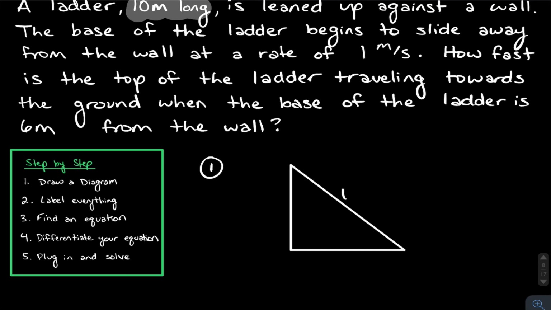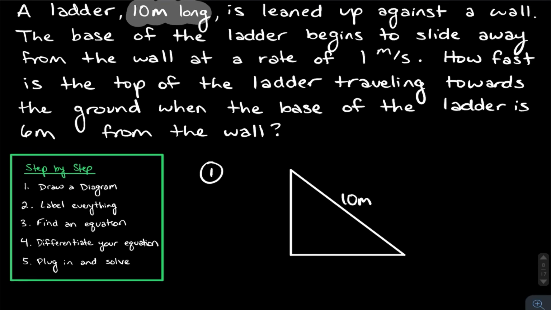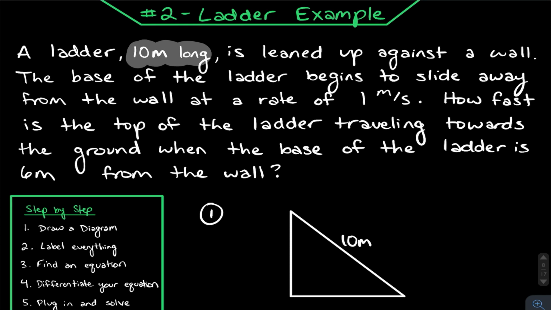Okay, and that ladder is 10 meters long. Cool. That ladder's leaned up against the wall. We have a good picture now. The base of the ladder begins to slide away from the wall at a rate of 1 meter per second.